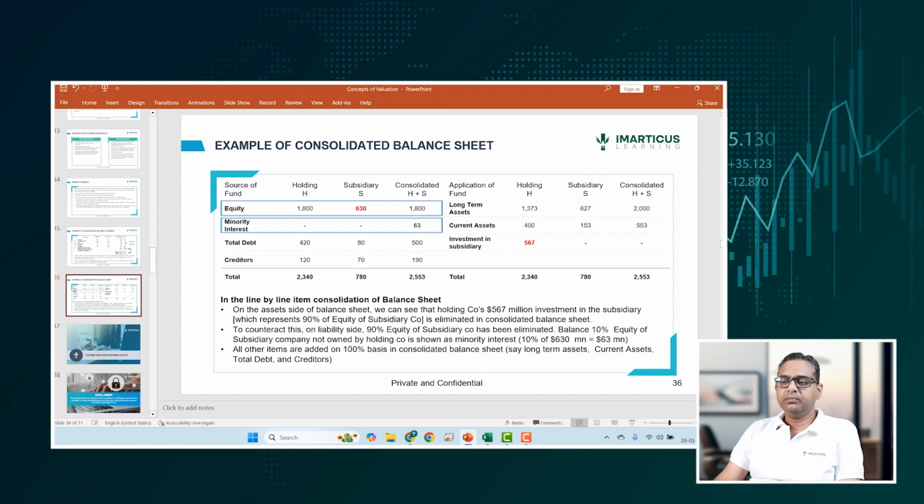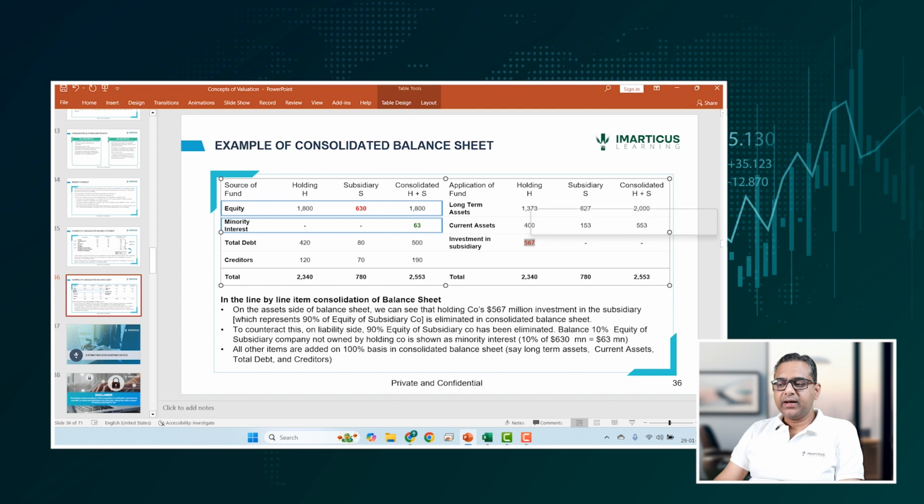How do we build the consolidated balance sheet? In this case, this is the liability side. Liability in terms of equity, debt, and this is the asset side of the balance sheet. Here we have assets, current assets. So what we do here is, on the asset side of the balance sheet, we can see that the holding company has a $567 million investment in the subsidiary. So the holding company has invested this much in the subsidiary company, and this is 90% of the equity of the subsidiary company. So 90% of 630, that is the investment done by the holding company in the subsidiary company.